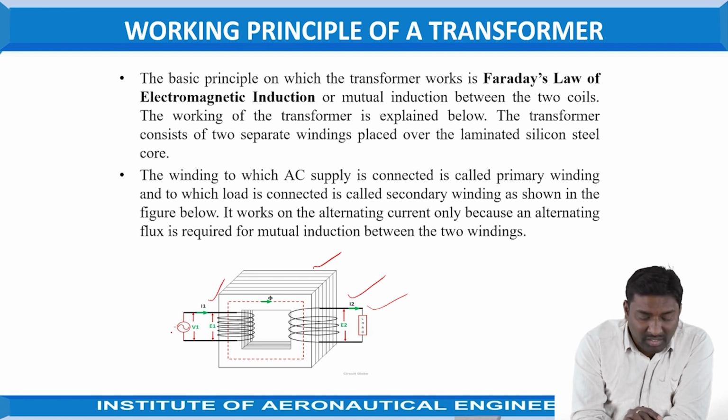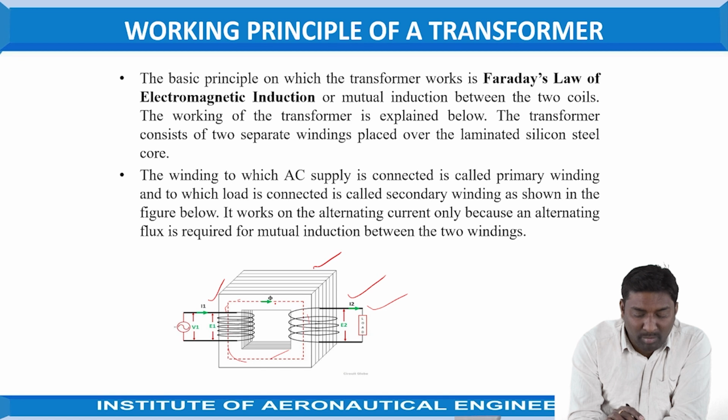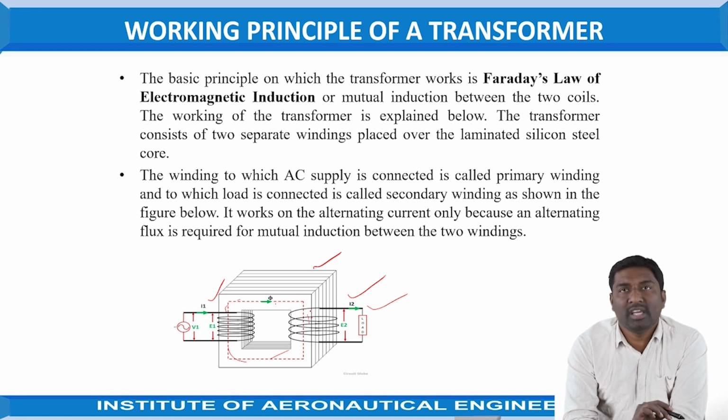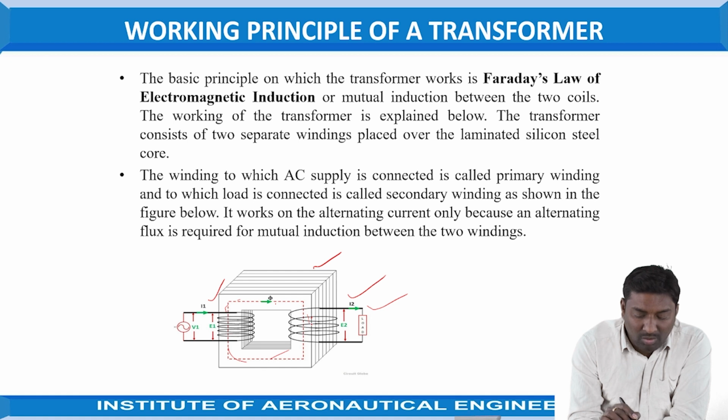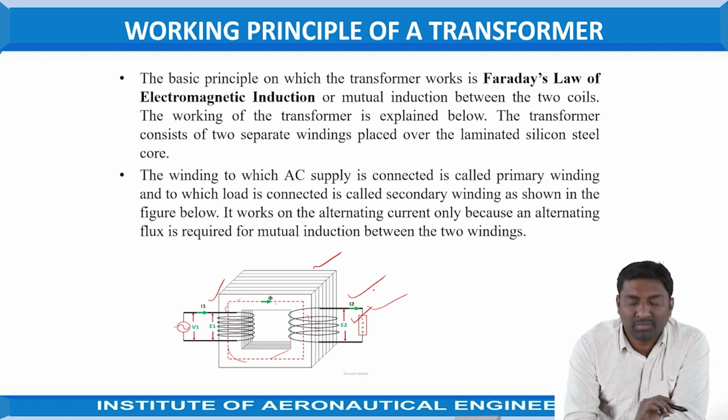If you give an alternating supply to the primary winding, this coil or conductor carries the current, then the conductor will be excited and flux will be produced in the coil in the clockwise direction. This flux will be linked with the secondary winding, and due to this linking of the flux with the secondary winding, we get the induced EMF E2, and due to this induced EMF E2, we get the current I2.